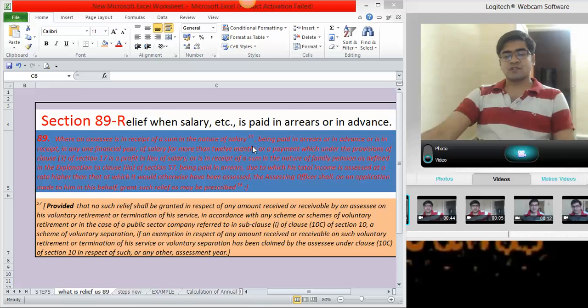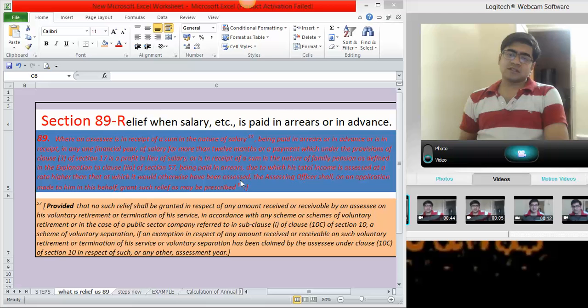This is the Bare Act provision you can see on the screen. This provision is basically applicable for three types of payment. On the left hand side, you can see the Bare Act provision of section 89 under the Income Tax Act. The three types are salary, profit in lieu of salary, and family pension. If you are getting any payment from anybody else, then you can't go for this relief under section 89.